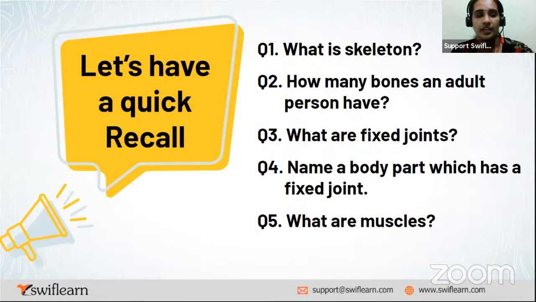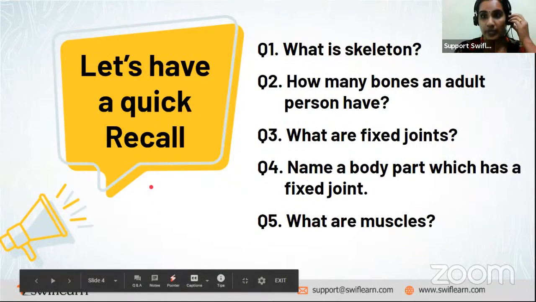What are muscles? Do you remember that? When we bend our arms, we can see some bulging there, and those are called muscles. And what is the main function of the muscle? It connects and helps to move the bones, so we are able to move our bones. So that is about the muscle. These are the things we had studied.